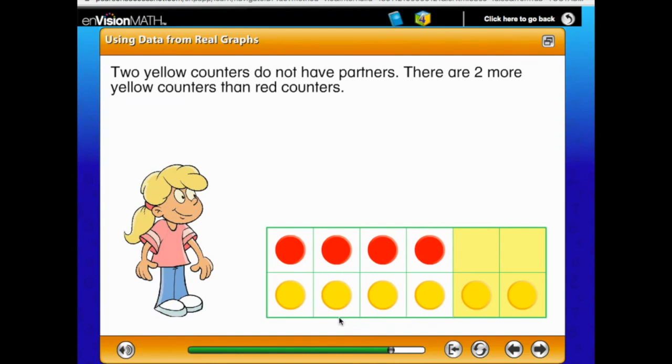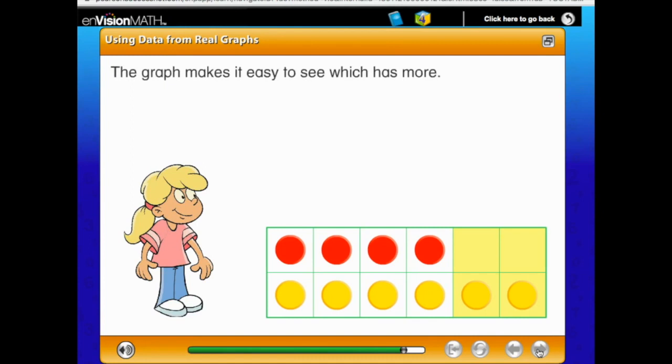So it says that there are 2 yellow counters that do not have partners. That's what you see here. They don't have a red partner to match them. So what this graph now reads is that there are 2 more, meaning 2 extra, yellow counters than there are red counters. The graph makes it easy to see which has more. Now it's easy to compare. We can see that there are only 4 red counters and there are 6 yellow counters. So it's easy to see, right, because the yellow is much bigger than the red, that there are more yellow counters than there are red.